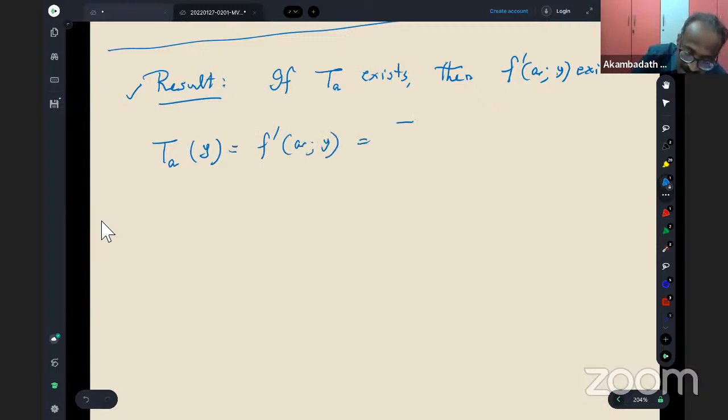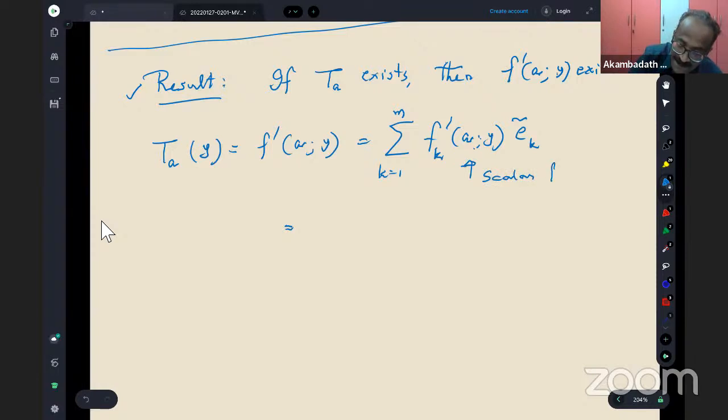And we are already given a notation f_k of a, y in terms of the components. You can write e_k tilde, k equal to 1 to m, and then this is a scalar field, and you have that formula already for the scalar field. I'm using that, right? And so that is nothing but sigma 1 to m of the gradient of f_k at a, y at e_k tilde.